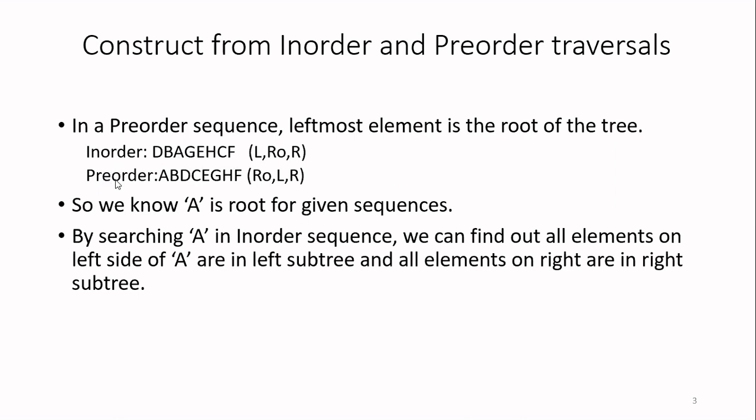Let me summarize the steps again. First, you have to look at the pre-order. You first see the leftmost node available in that. That is the root node. Then once you identify the root node, go to the in-order. See where this root node is appearing in the in-order. Whatever nodes are appearing before the root node, that is, to the left of the root node, they will form the left subtree. And whatever appears to the right of the root node, they will form the right subtree. Now we have identified DB is going to form the left subtree, and from G up to F, they are going to form the right subtree.